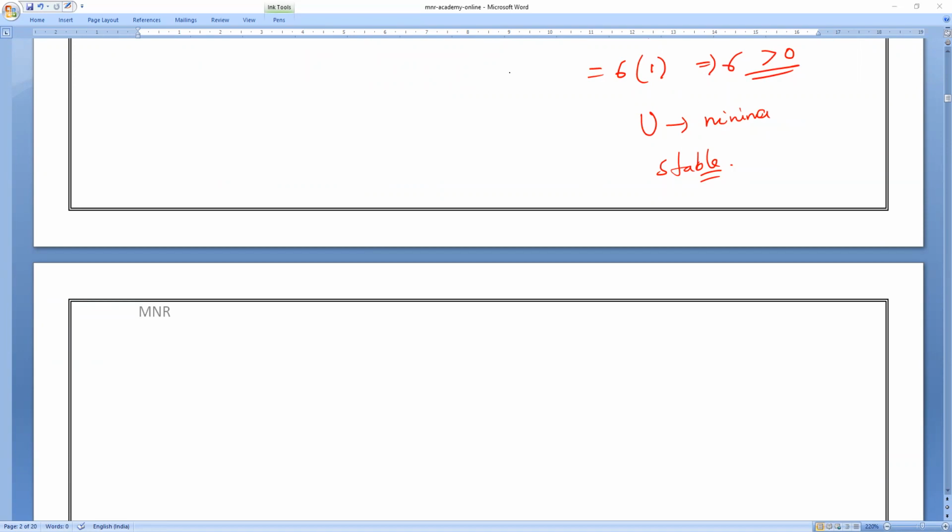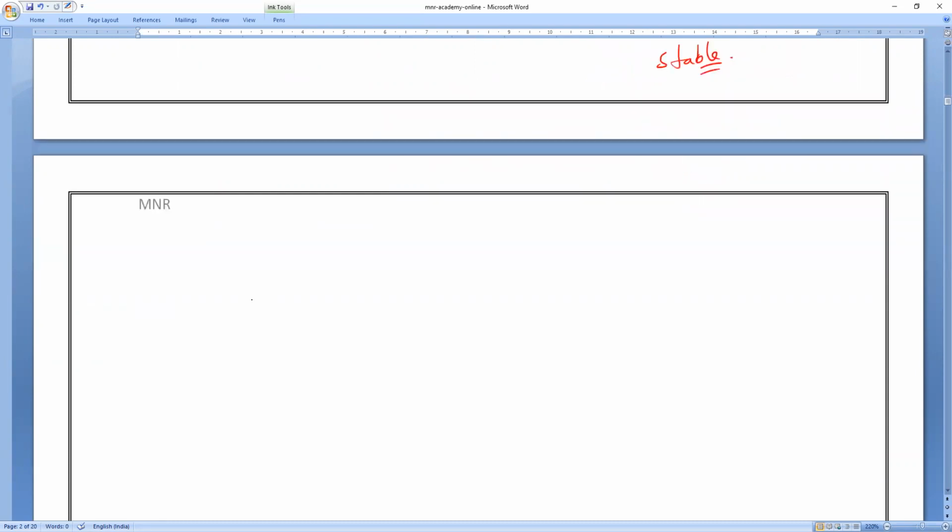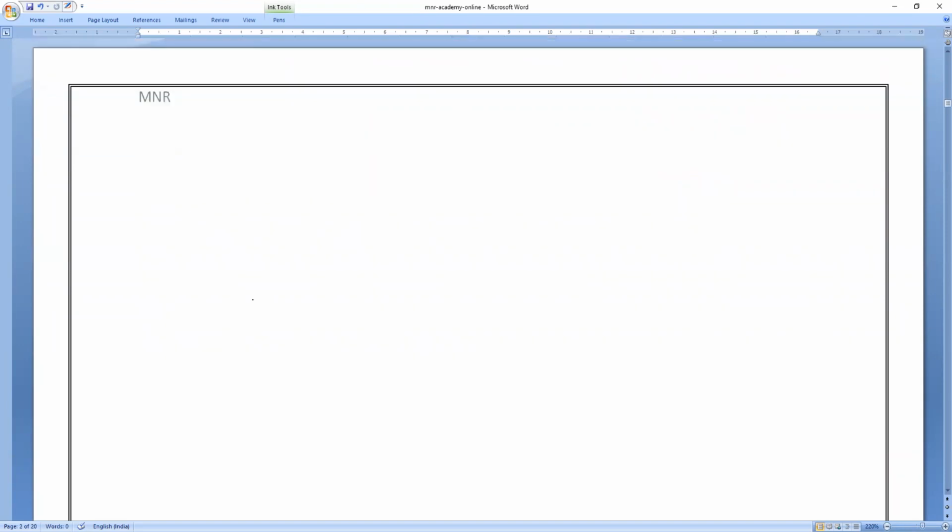So hope everybody is clear. Any doubt, you can ask me. Understand, Mr. Pradosh? Kudreswara? Yes, sir. So this is all about equilibrium and types of equilibrium.